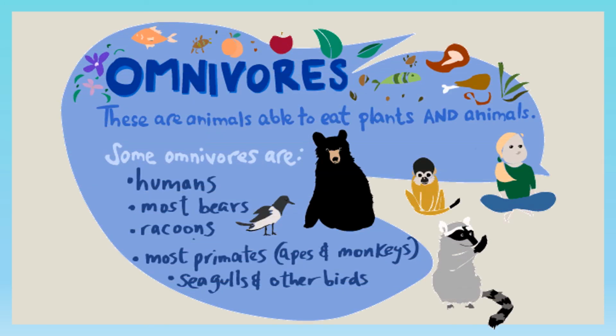Another type of consumer are omnivores. These are animals able to eat plants and animals. So what are animals that are able to eat plants and animals? They are included here. Humans, most bears, raccoons, most primates, seagulls, and other birds.